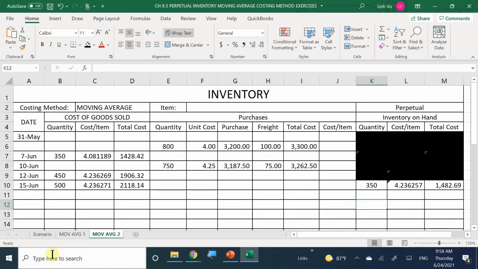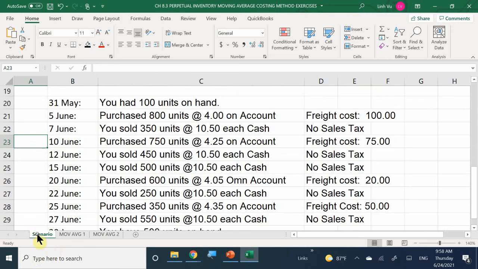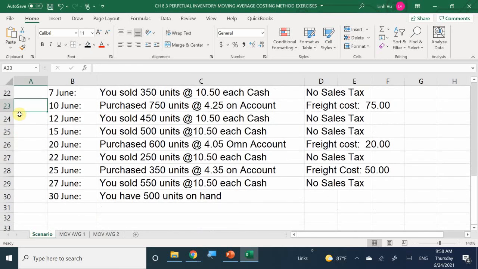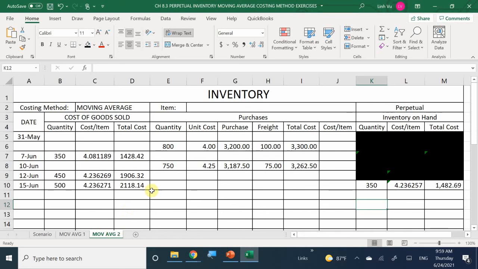All right. So then, let's see here. Let's see what happened next. So that was June 15th. So what happened on June 20th? We purchased 600 units. Freight cost $20. Okay, so 600 at 405, freight 20. So let's see here. 600 at 405, freight of 20 on June 20th.